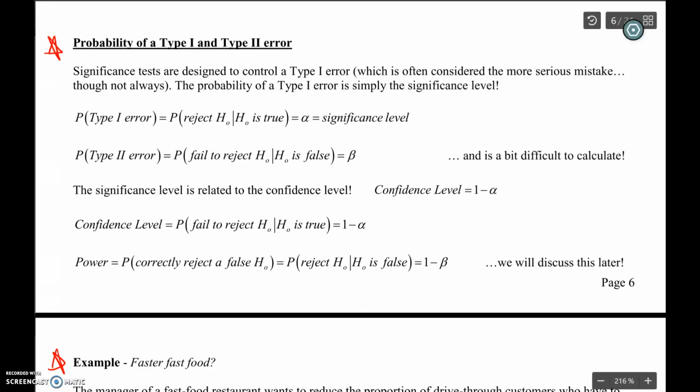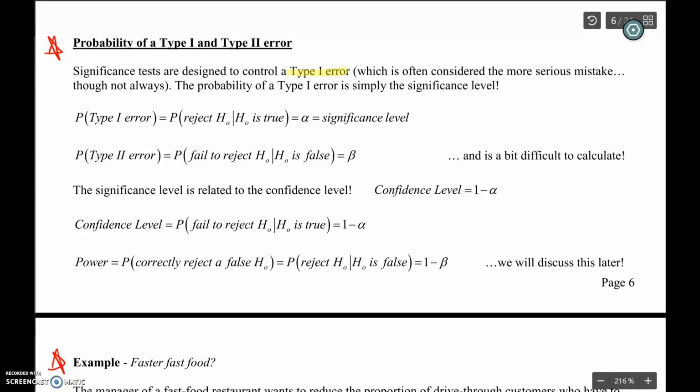All right, so let's talk about the probability that these errors occur. The probability of a type 1 and type 2 error. Significance tests are designed to control a type 1 error, that being the more serious mistake. So we can control type 1 error very easily. The probability of a type 1 error is simply the significance level.